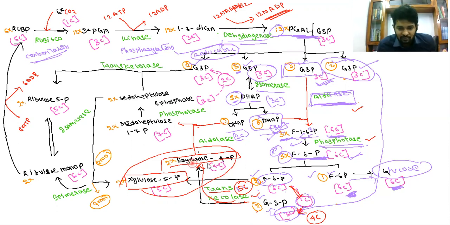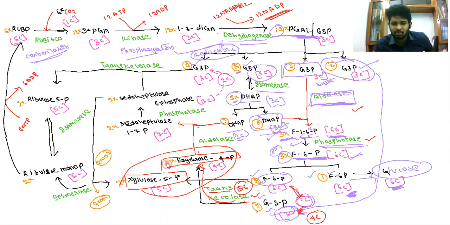This erythrose 4 phosphate, which is a 4 carbon compound, undergoes again condensation with 2 molecules of DHAP, which is produced here. Okay, these 2 molecules of DHAP. I told you that condensation means these 2 molecules will combine into a single molecule, but carbons won't be combined. Okay, carbons will be present as such, right? So here 4 carbons are present, and here 3 carbons are present. Total 7 carbons will be produced. So the formed compound is a 7 carbon compound, which is sedoheptulose 1,7 bisphosphate.